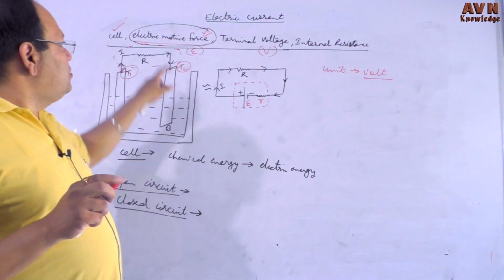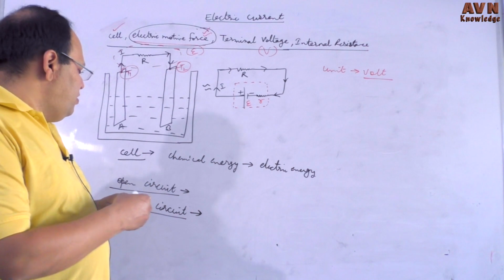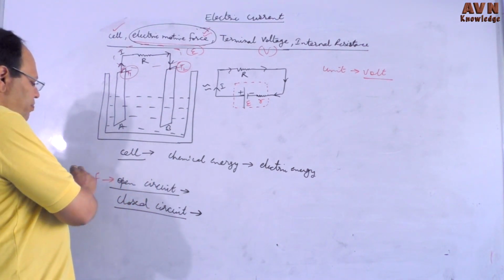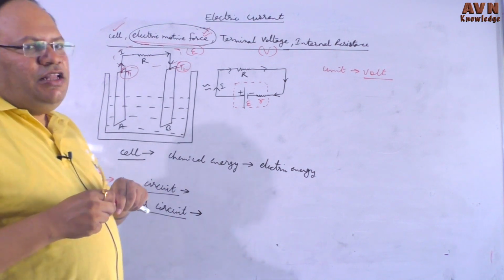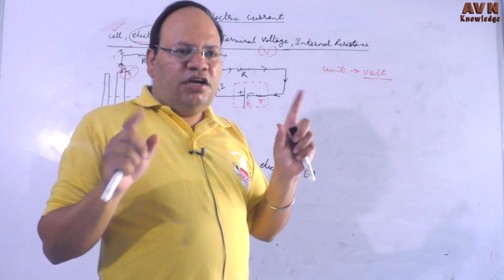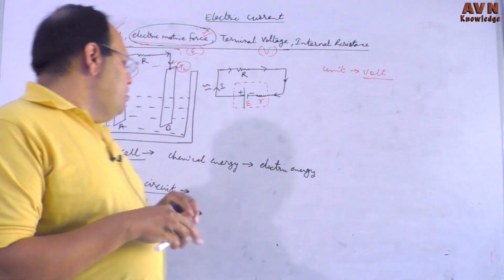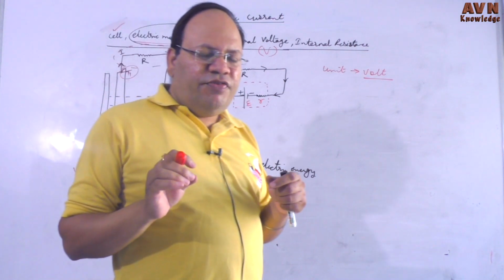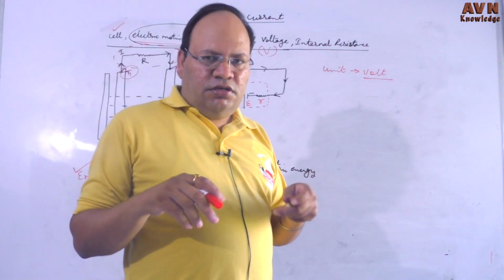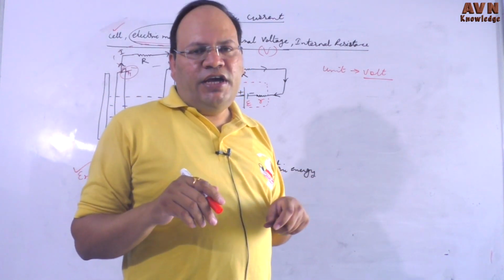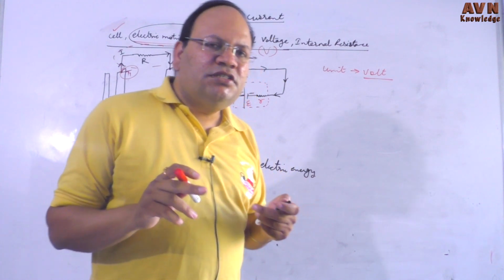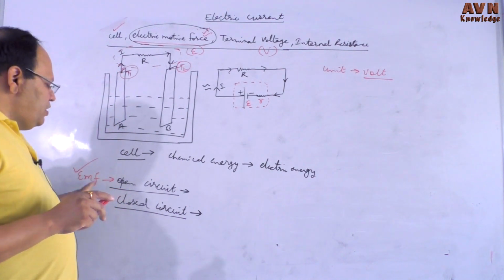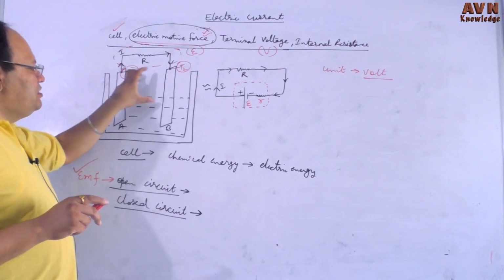So we use the electric motive force, EMF, in open circuit, when the external resistance is not connected. The definition is the potential difference between two terminals in open circuit, or we can say when external resistance is not connected to this battery, and that is called the EMF of this cell.